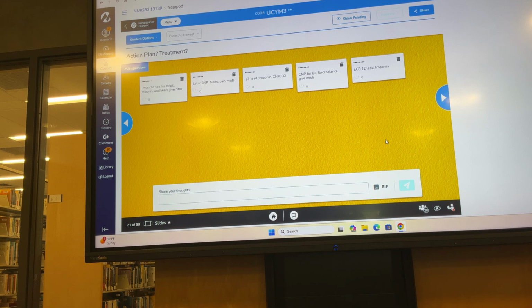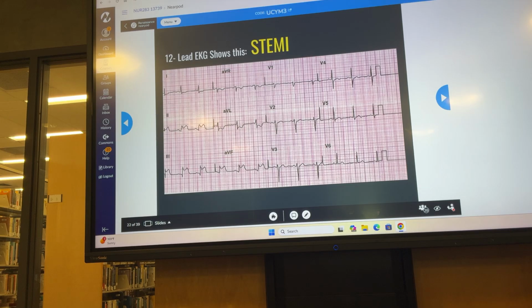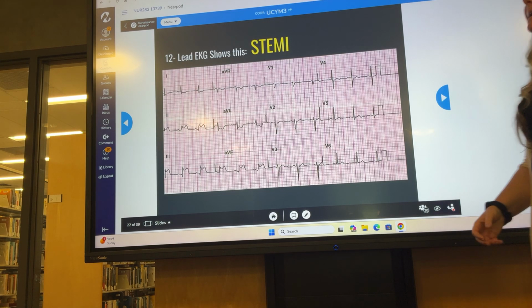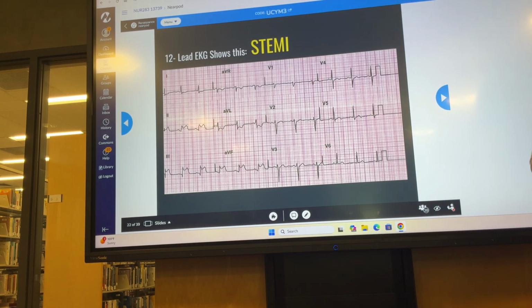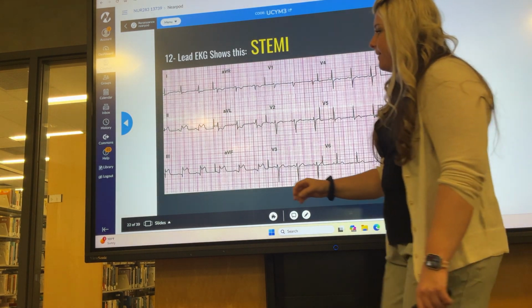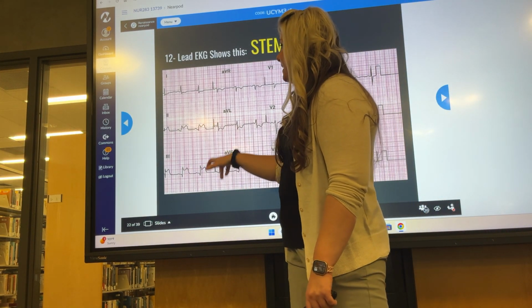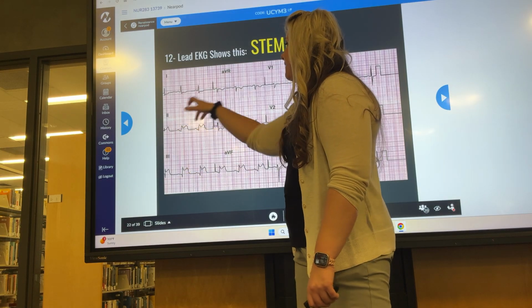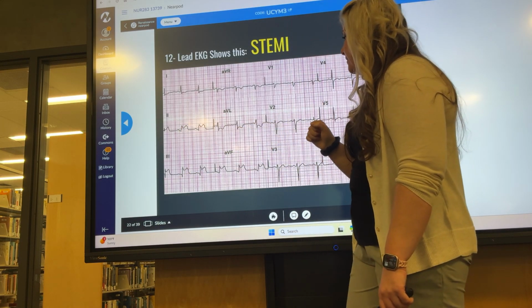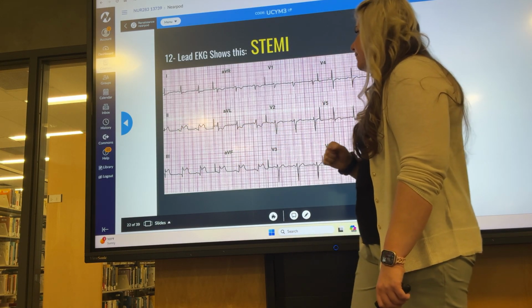Dang it. My clicker doesn't always work, but now I know that the board, I can touch it. Okay, so this is what a 12 lead is. You do not need to read 12 leads. Please do not get freaked out, okay? But we know that this 12 lead shows a STEMI. STEMI, ST elevation, okay? Here we have it in lead 3, ST elevation. Here we have it in lead 2, okay? Here we have it in AVF.